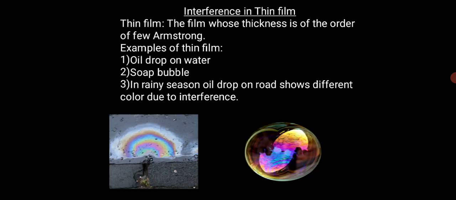Then interference in thin film. What is thin film? The film whose thickness is of the order of few Angstrom is called thin film. Angstrom means what? 1 Angstrom is equal to 10 raised to minus 8 centimeter, and 1 Angstrom is equal to 10 raised to minus 10 meter. Okay, so the film whose thickness is of the order of the few Angstrom is called thin film. An example of thin film: oil drop on water, soap bubble. In rainy season, oil drop on road shows different color due to the interference that you're seeing in the slide. Coming to the next slide.